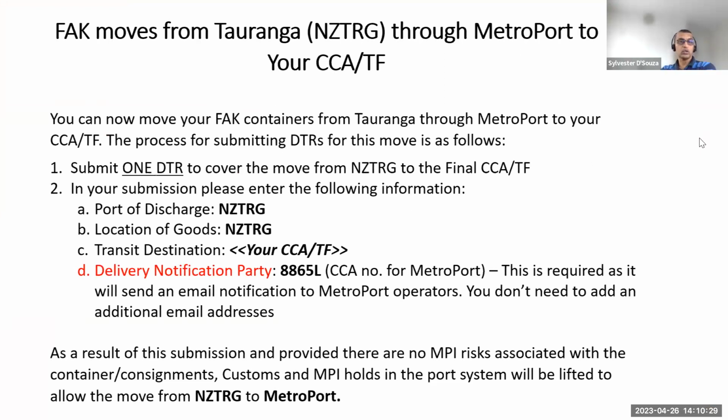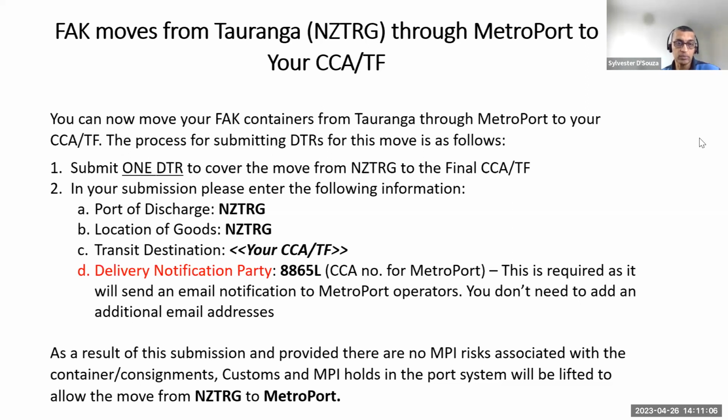A quick note: if you've not used the DTR process to move your FAK container from Tauranga through Metroport, here are the steps. This has come out through an email. It has also come out through the CBAFF newsletter. So there was a concern: do we have to have 2 DTRs for this movement? The decision is that we need just 1 DTR, which covers the movement from Port of Tauranga to your final CCA. Now, the only thing you have to be mindful of is the data required in item number 2.